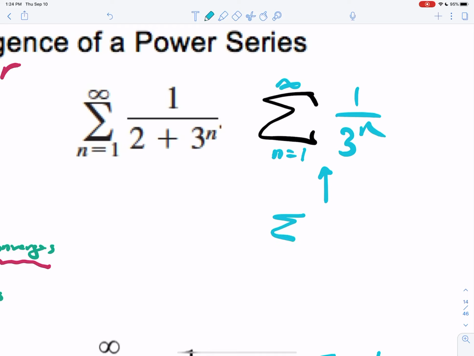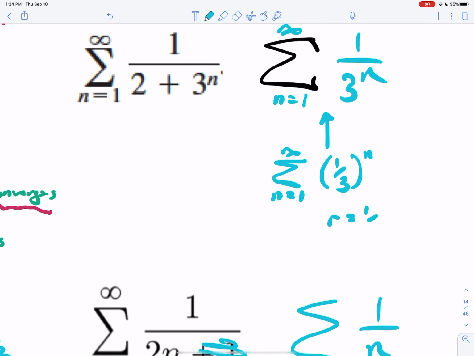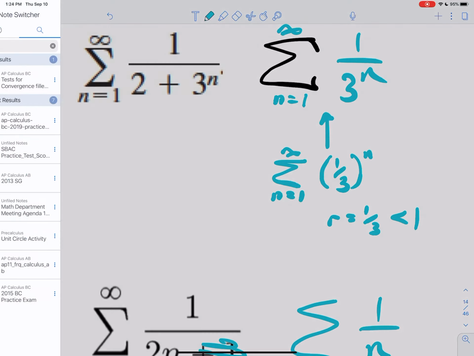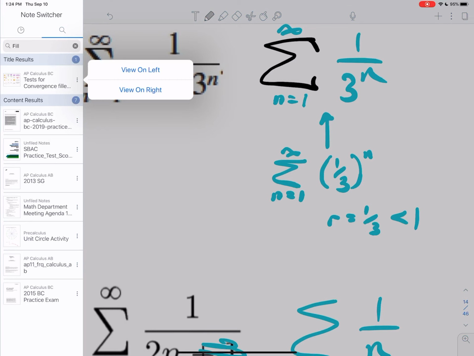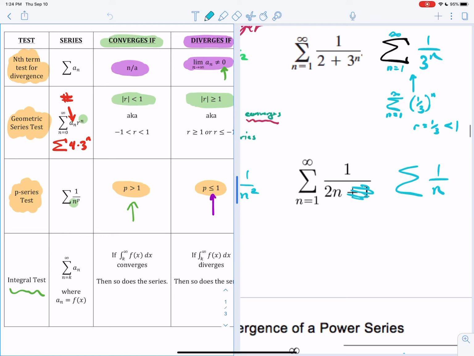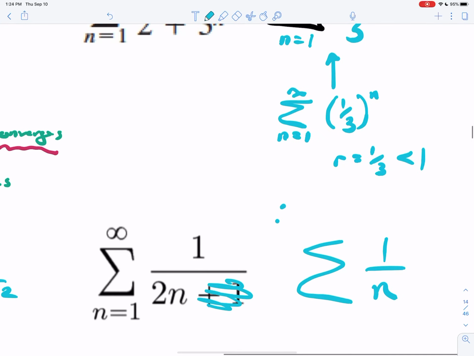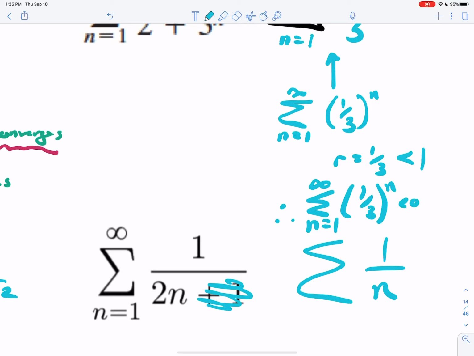Now, this should definitely be rewritten as 1/3 to the n power. Okay? We talked about that in the last lesson. So here, r is 1/3, which is definitely less than 1. So go back to your tests here. You guys have it in front of you. For a geometric series test, if r is less than 1, we know it will converge. Okay, says so right there. All right, so here we go. Therefore, it converges by geoseries.